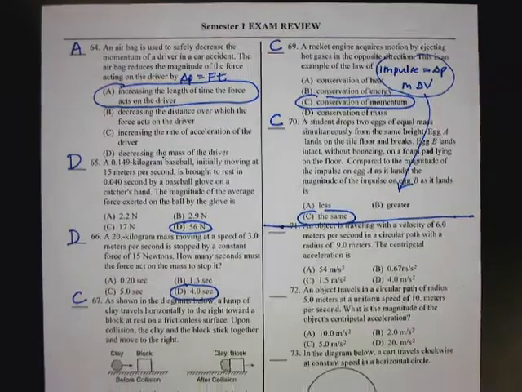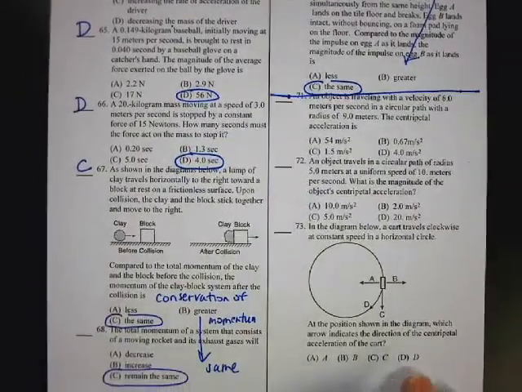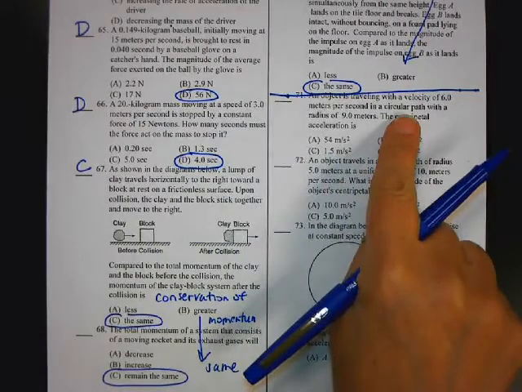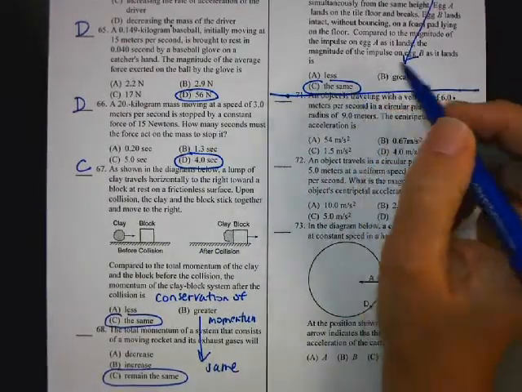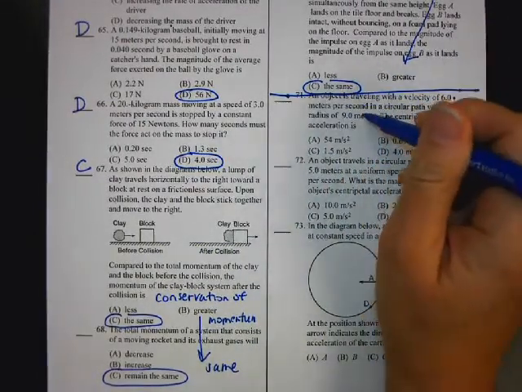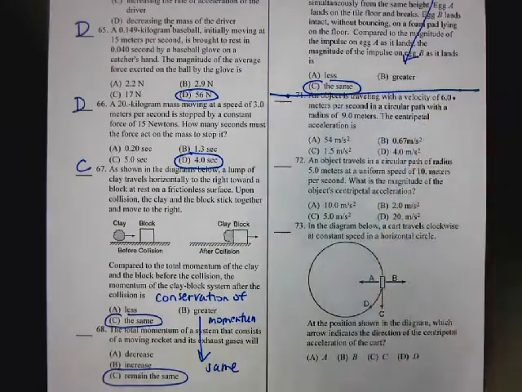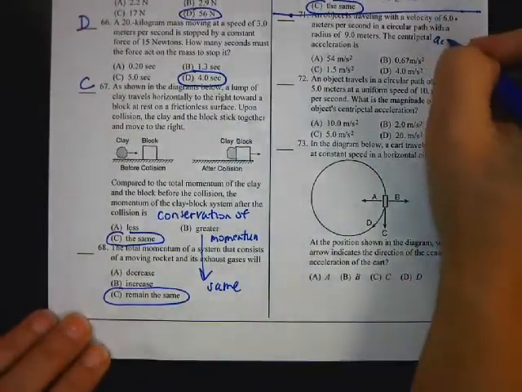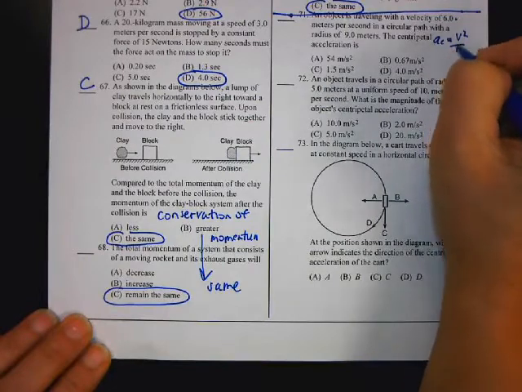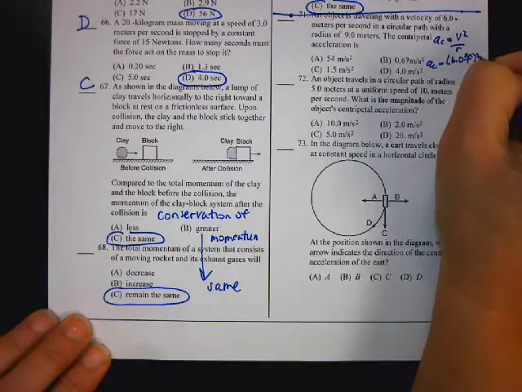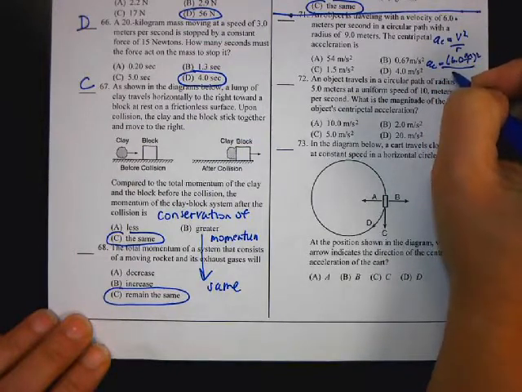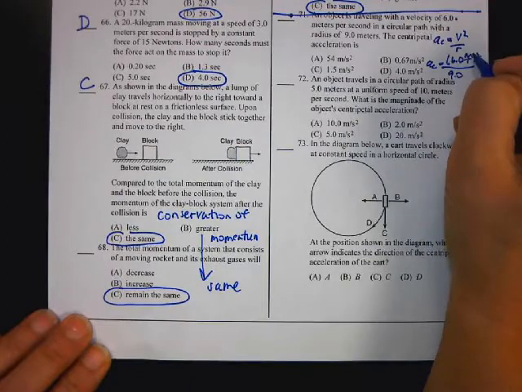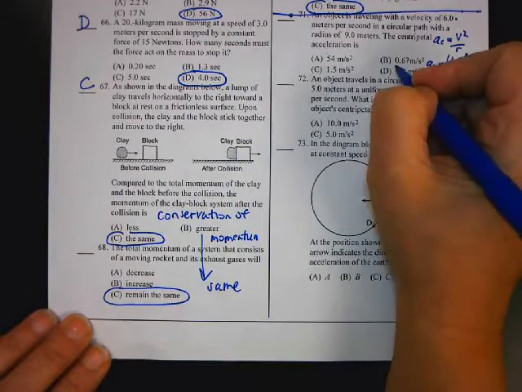All right. So, number 71. It says an object is traveling with the velocity, so that's v, of 6 meters per second in a circular path with a radius of 9. What's the centripetal acceleration? So I know that centripetal acceleration is equal to v squared over r. So centripetal acceleration is equal to 6 meters per second squared over r, which is 9 meters. So 36 divided by 9 is 4. I can do that in my head.